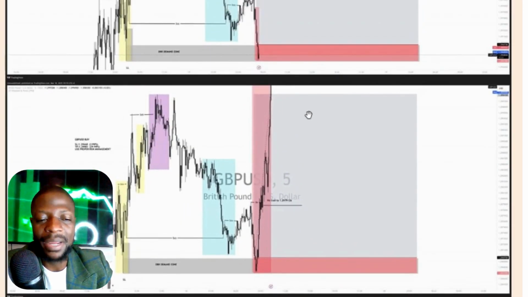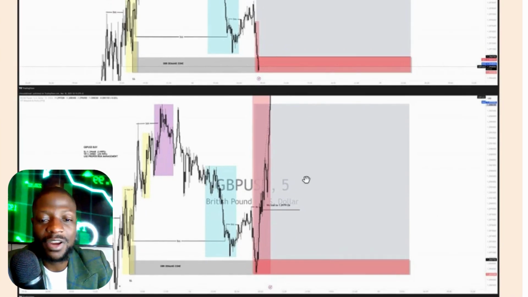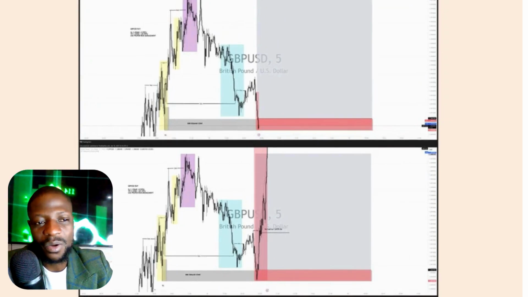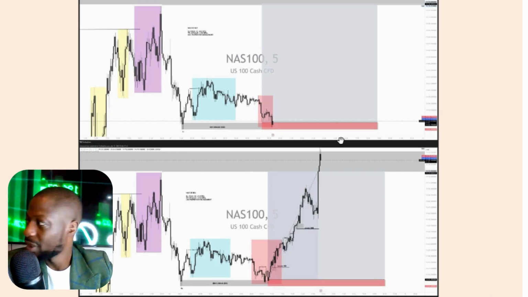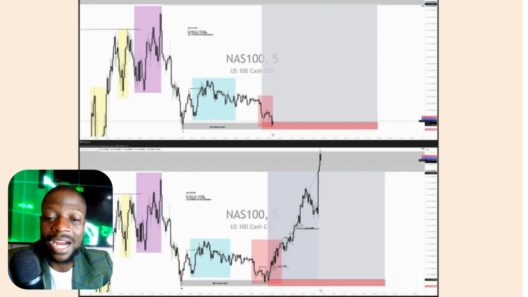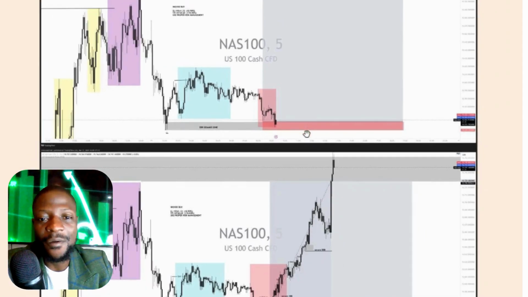After that, what do we have? A big push to the upside, over 1 to 20 risk reward ratio on a single trade. Guys, if you can master this setup alone, you'll be literally able to actually print money on the market, because this setup is really amazing.